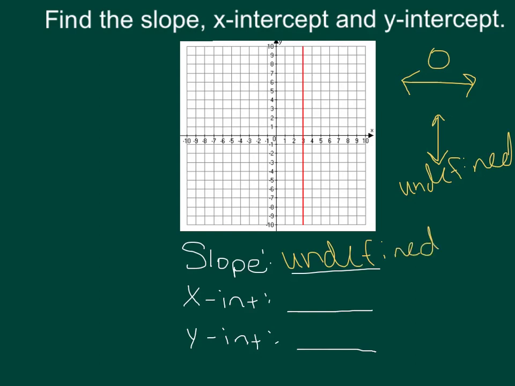The x-intercept, where does it hit this x-axis? Okay, it hits it right here at +3, so 3, 0. Now, this is a vertical line that goes straight up and down. Does it ever hit this y-axis? No, it never hits it, so there is no y-intercept. The only time you could possibly get no y-intercept or no x-intercept is if it's a vertical or a horizontal line.